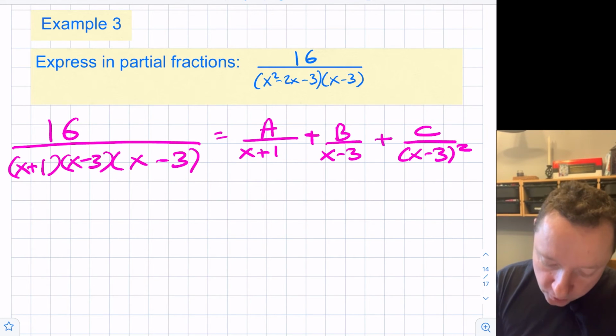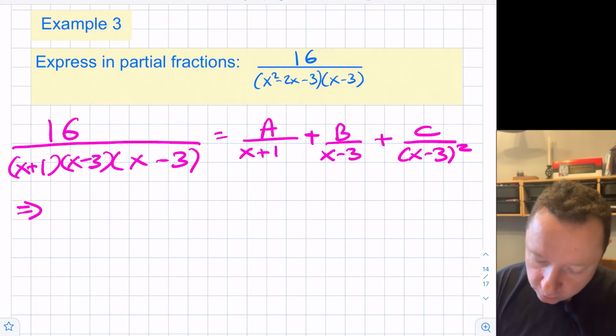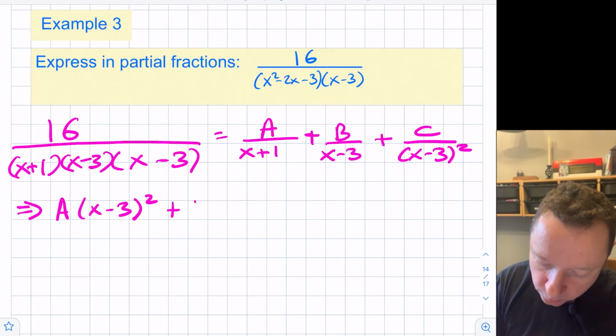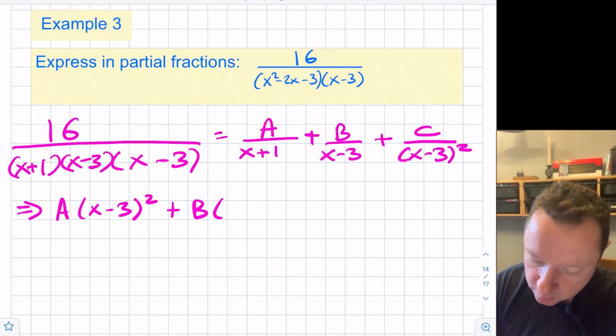So that implies, if we look at our first term, x plus 1, we need to times that by (x minus 3) squared. So we're going to get a times (x minus 3) squared plus b times, well, that's already x minus 3, so it needs another x minus 3 and an x plus 1.